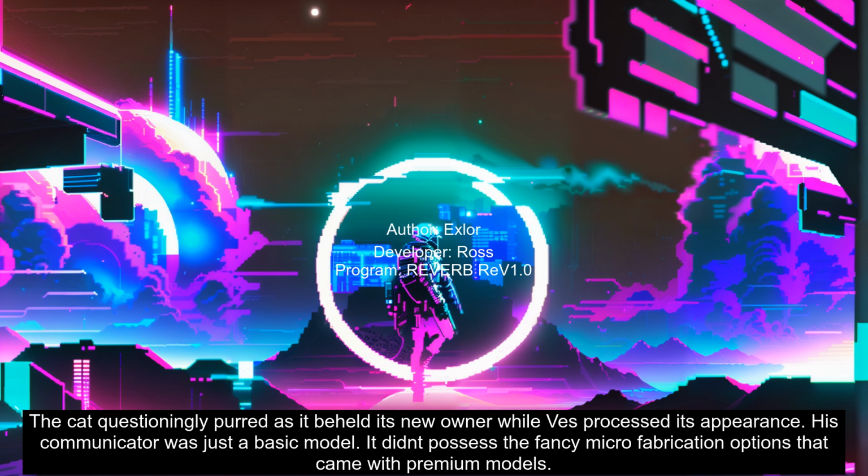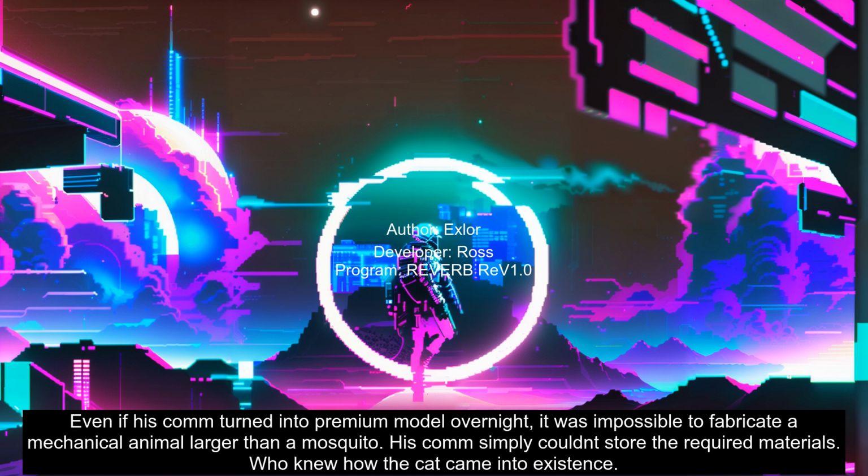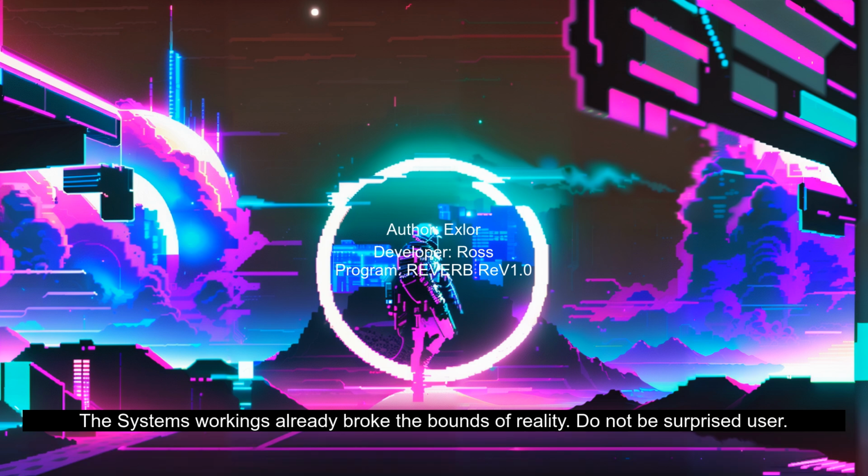His communicator was just a basic model. It didn't possess the fancy microfabrication options that came with premium models. Even if his comm turned into a premium model overnight, it was impossible to fabricate a mechanical animal larger than a mosquito. His comm simply couldn't store the required materials. Who knew how a cat came into existence? The system's workings already broke the bounds of reality.